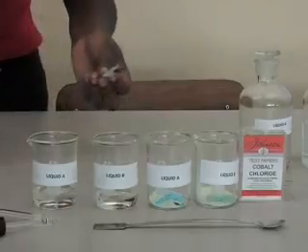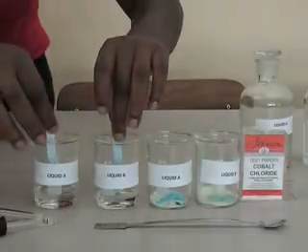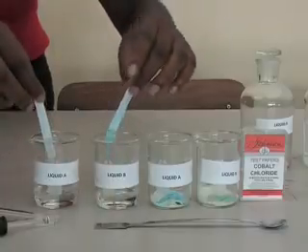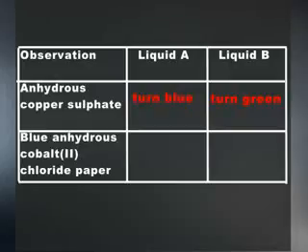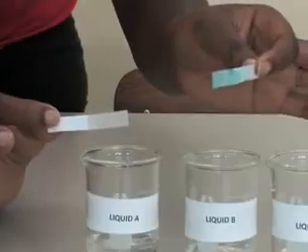I will dip the paper separately into the 2 liquids. The blue anhydrous cobalt-2 chloride paper turns pink in liquid A but remains blue in the other liquid. Again, it proves that liquid A is water and the other one not. Well done, the 2 of you.